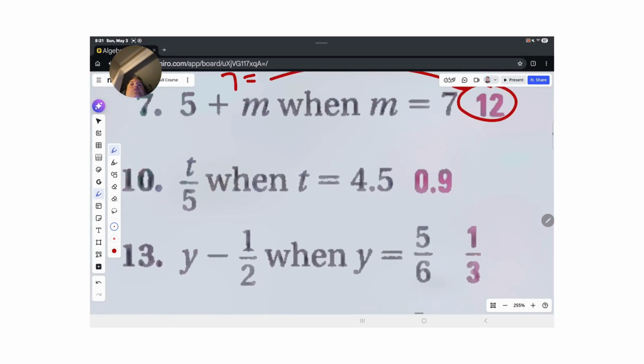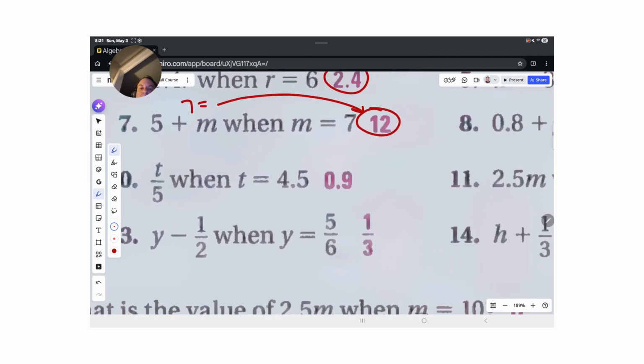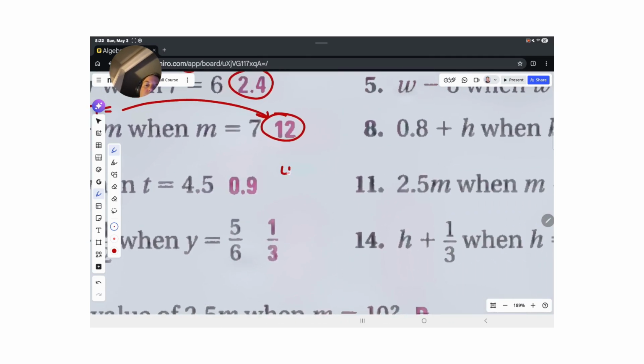10, t over 5 when t is equal to 4.5. So let's substitute and divide. What is 4.5 divided by 5? Put a 0 there, will not go in. We'll move on over to 45 now. 5 into 45, 5 times 9, to get us to 0.9.